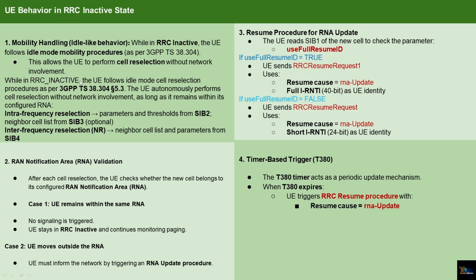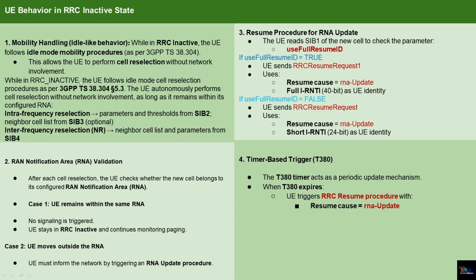The fourth point is the time-based trigger, meaning T380. The T380 timer acts as a periodic update mechanism. When T380 expires, the UE triggers the RRC resume procedure with resume cause RNA update. So these are the points for how the UE behaves in RRC inactive state.